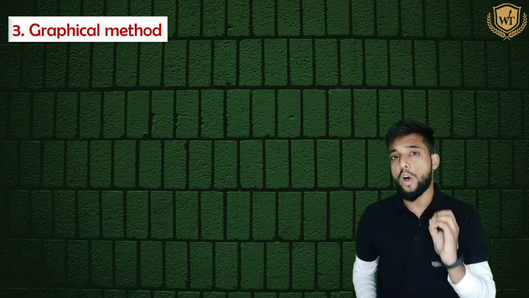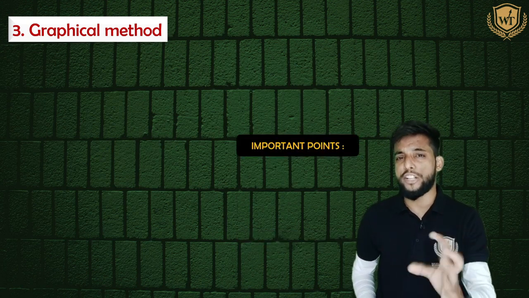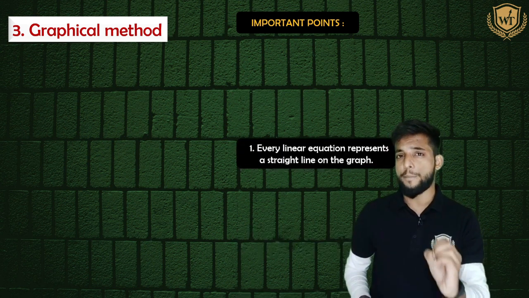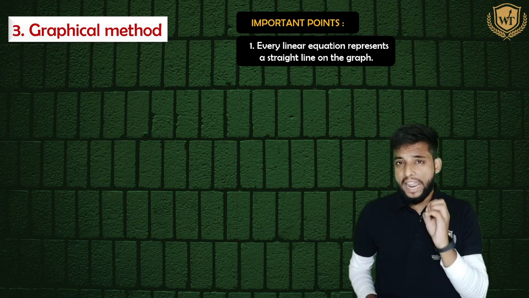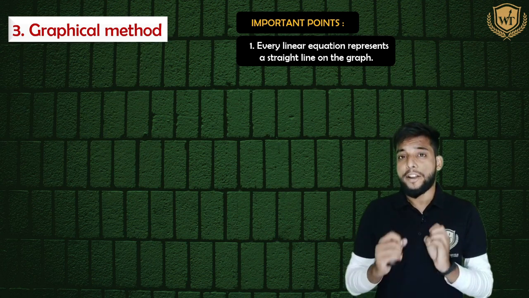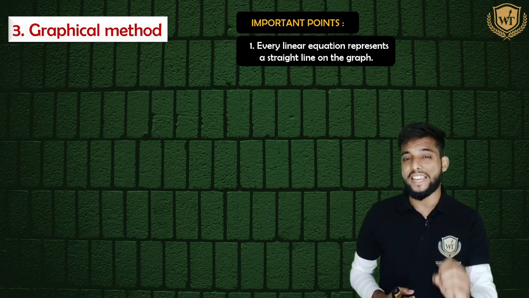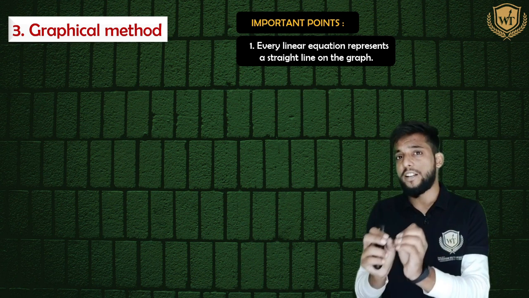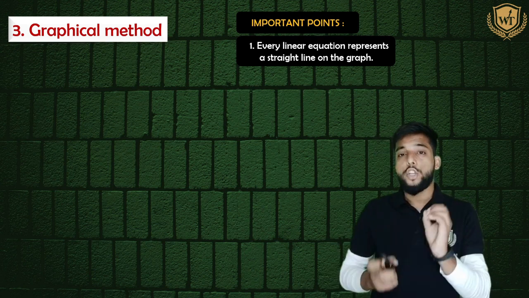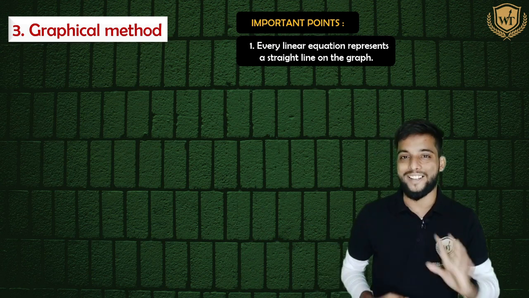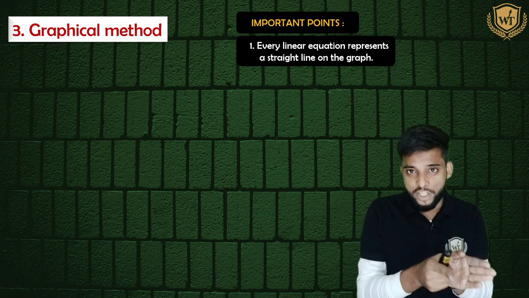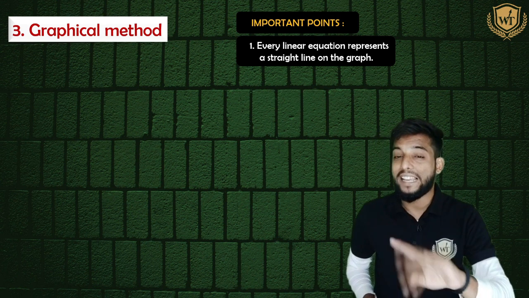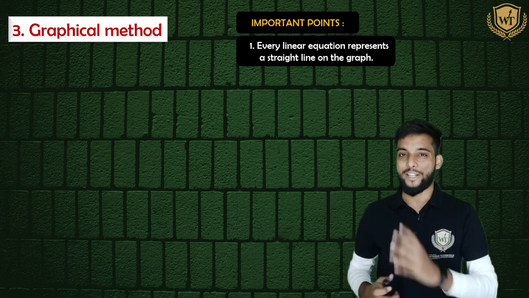Now students, to understand the graphical method, there are some really important points that we need to understand first. Let us understand them. Point number one, remember this students, every linear equation represents a straight line on the graph. Ab iska meaning kya? Now whenever you're plotting a linear equation on the graph, you are supposed to get a straight line. Okay? Ek equation ko graph pe plot kiya, straight line mil gaya, isiliye the word linear equations.